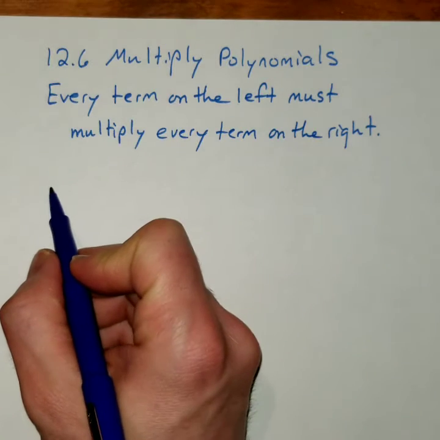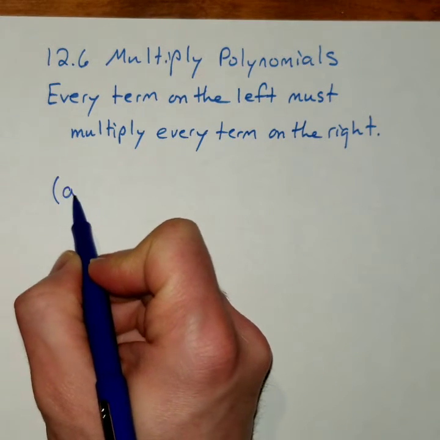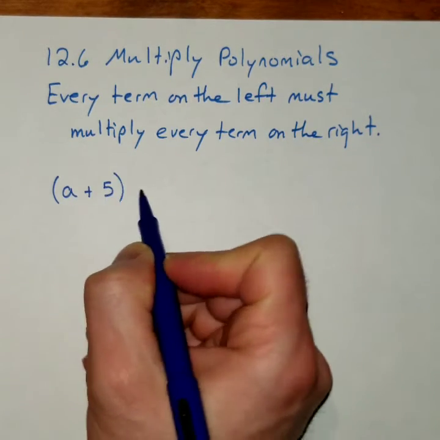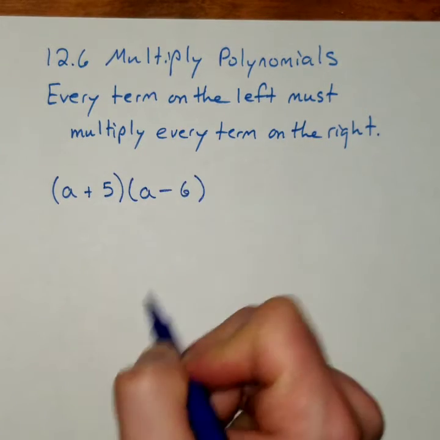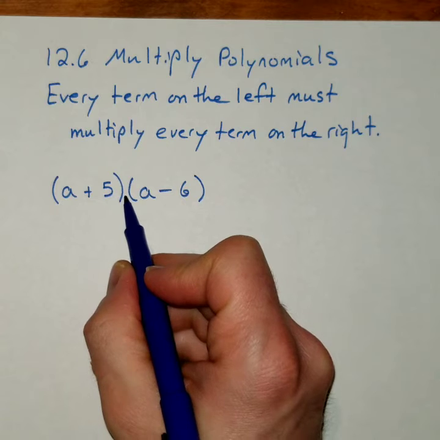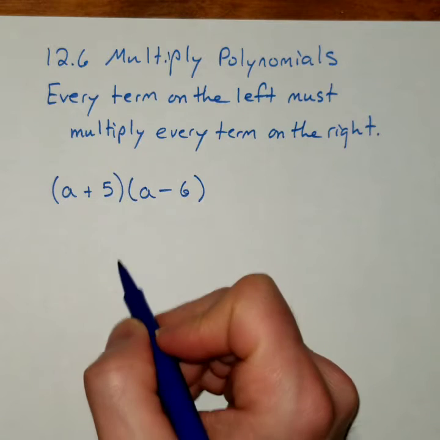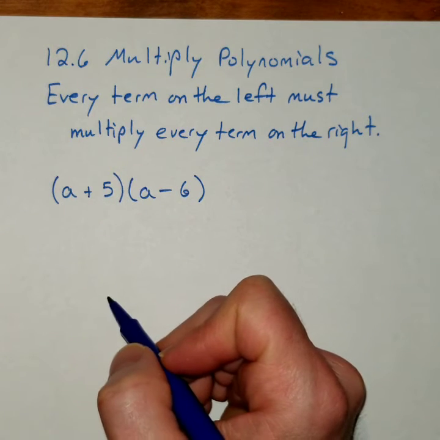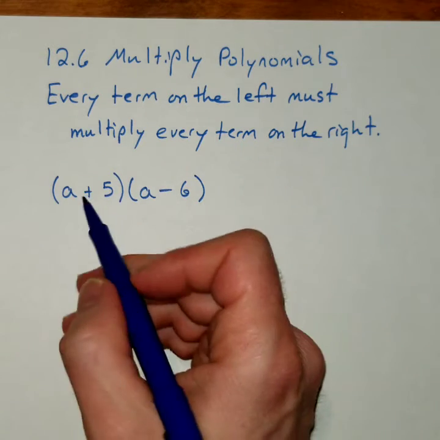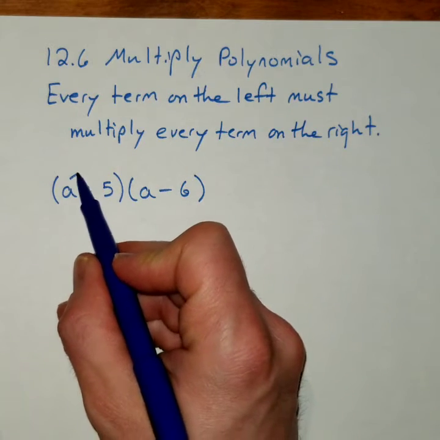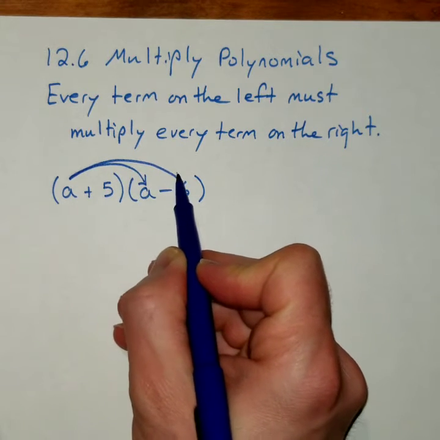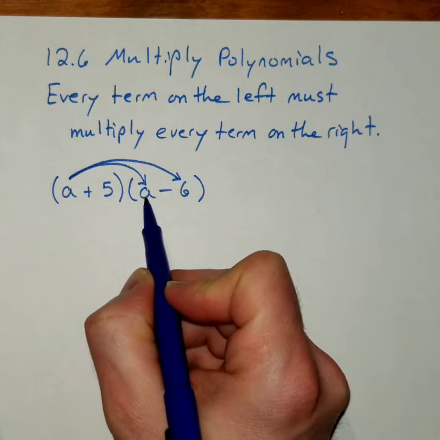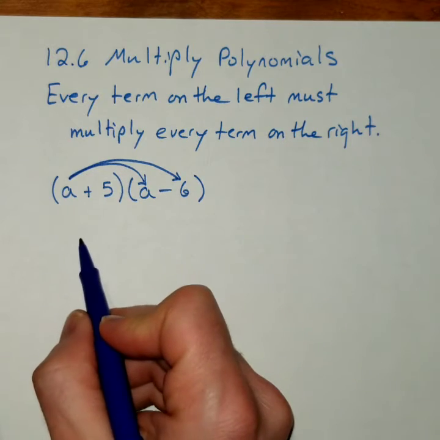So let's run through a couple examples. So something like a plus 5 multiplied by a minus 6. Notice in multiplication we don't usually write a symbol between the parentheses like we would with adding and subtracting. Okay, so now I'm going to multiply this. So every term on the left hits every term on the right. That means the a must hit both the a and the minus 6, so I'm going to write those out.